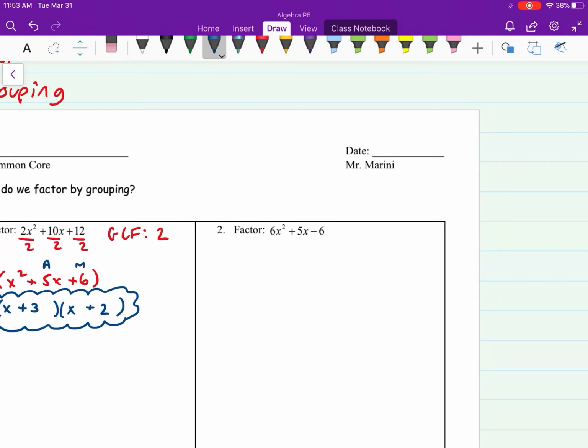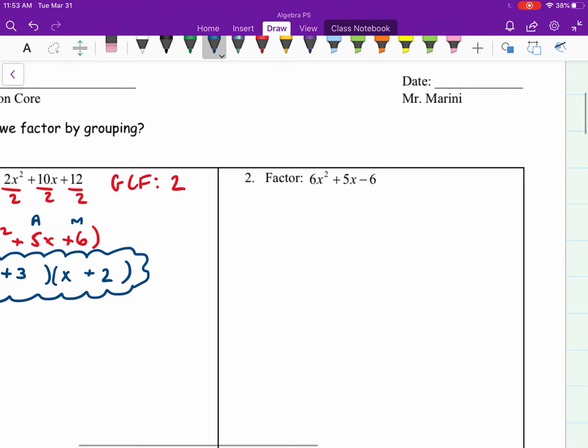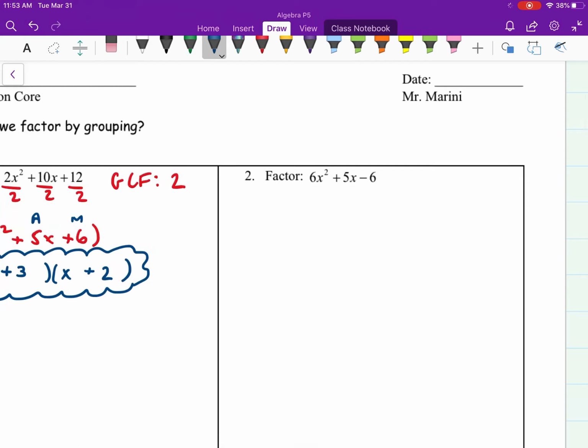Now, just because we used greatest common factor in number 1 doesn't mean that that's necessarily going to apply to number 2. Number 2 is a trinomial, can't do AM because there's a 6 there, and this one does not have anything in common. So this is when grouping would be involved. You bring down the 6x squared, you bring down the minus 6, you multiply 6 times negative 6, which makes negative 36, and now we do AM, what adds up to 5, and multiplies to negative 36.